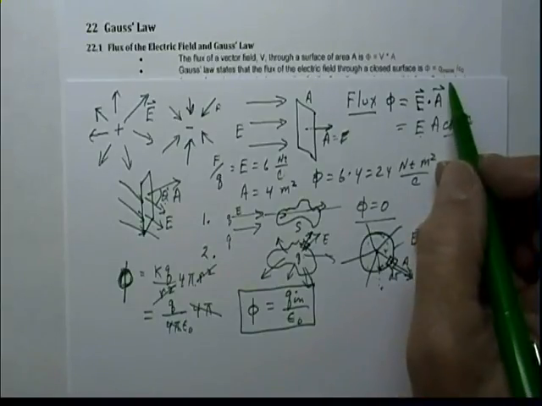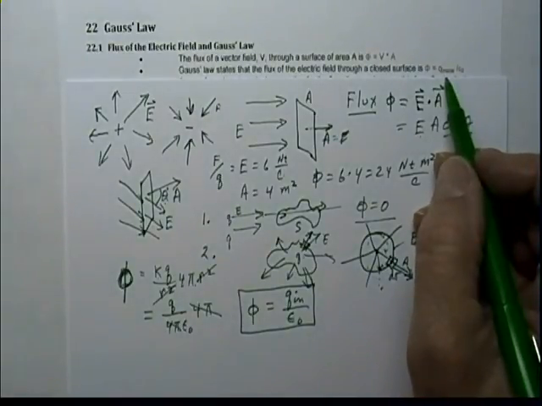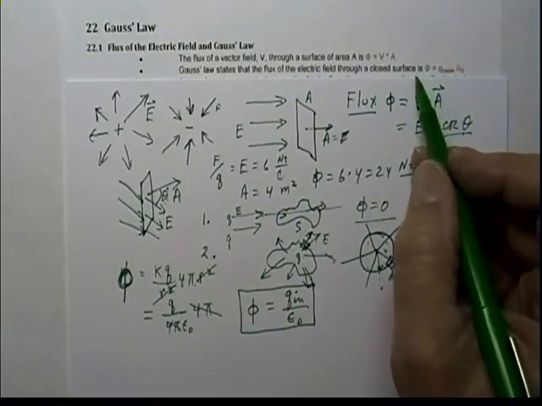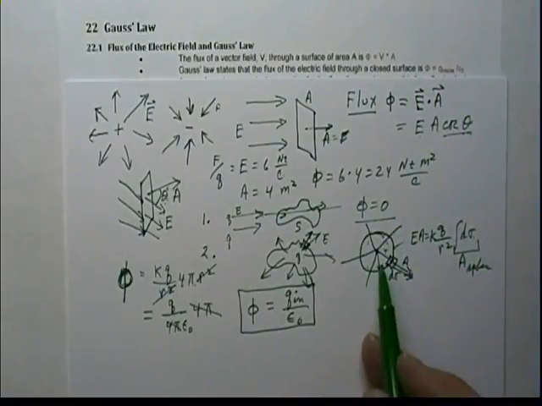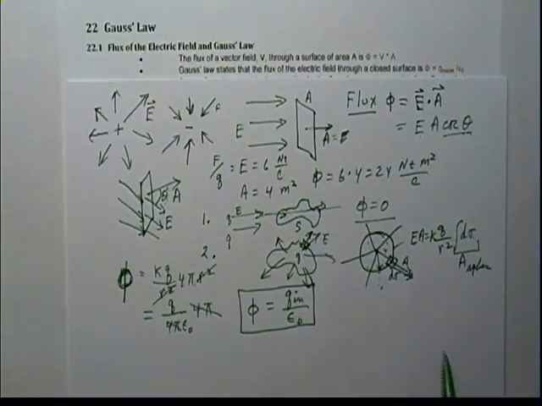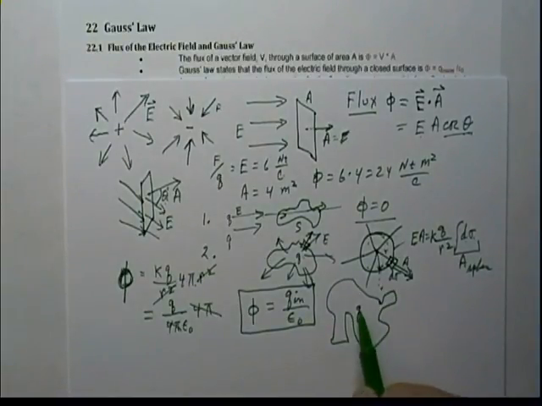Well, that's exactly what this equation is right here. The flux through a closed surface is the charge inside over epsilon naught. We proved it here for a sphere, but in fact it applies to any surface. So if I take a charge and put any kind of surface around it, and it's on the inside, then the total flux through that is Q inside over epsilon naught.